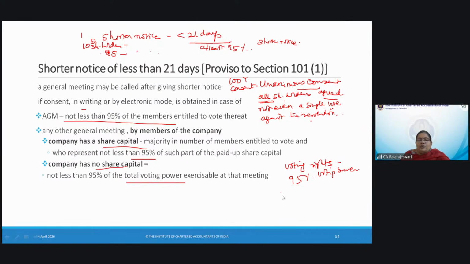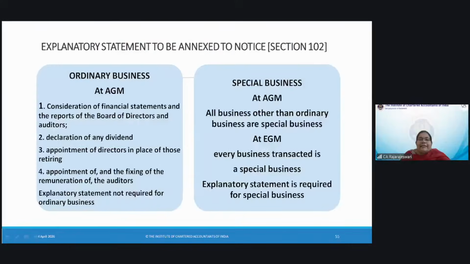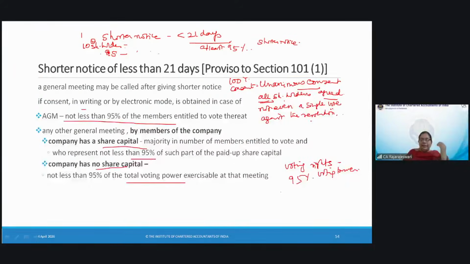So let me come to a particular point, and after the break we will take the explanatory statement. Up to this, I hope your doubts are clarified, right? So we will take a 10 minutes break and then we will meet. A short break we will take and then we will meet.